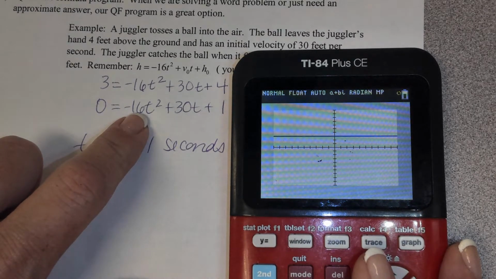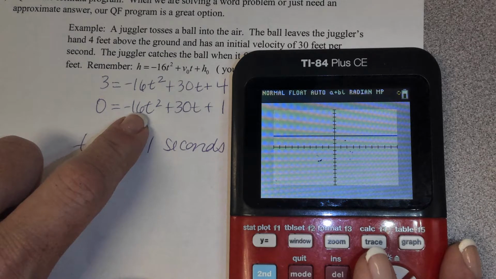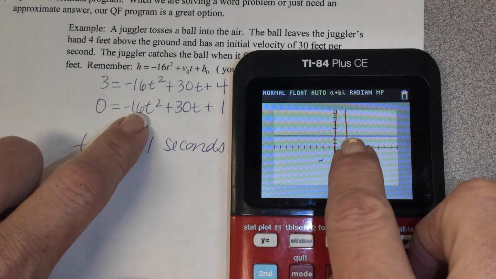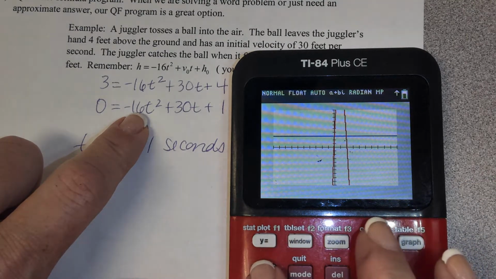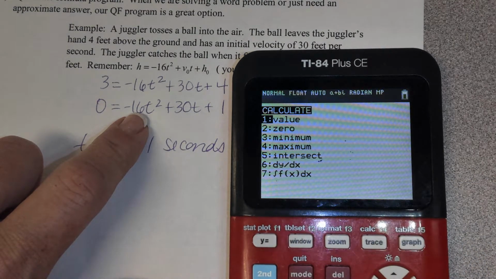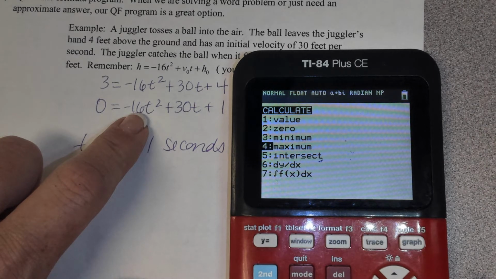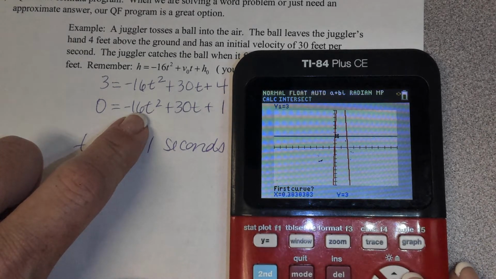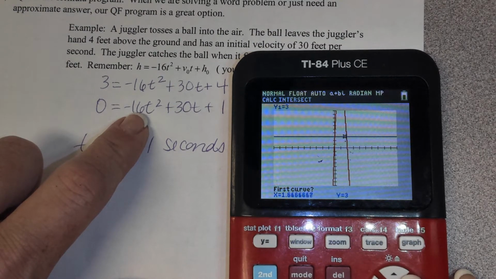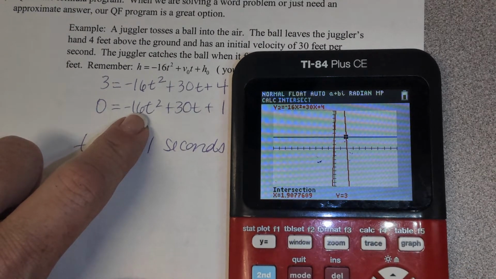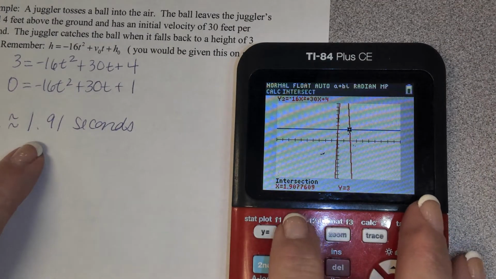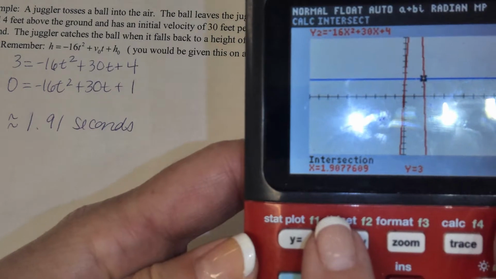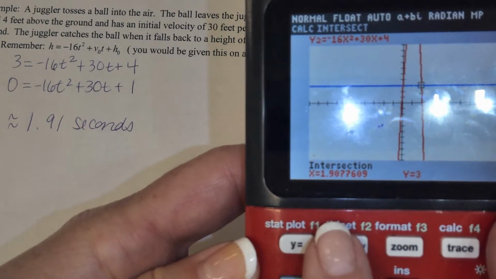There's y equals 3. Here's my parabola. I want to know, when does that juggler catch that ball at that height of 3? Second trace, calculate what? Intersection. Go down to that. Enter. Get over there close to that. Enter, enter, enter. And see how we get the same answer. We have 1.907, which is 1.91. Same answer.